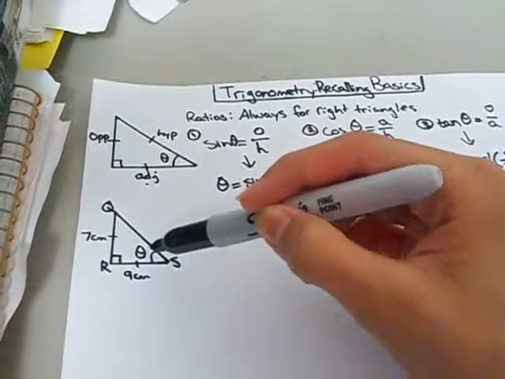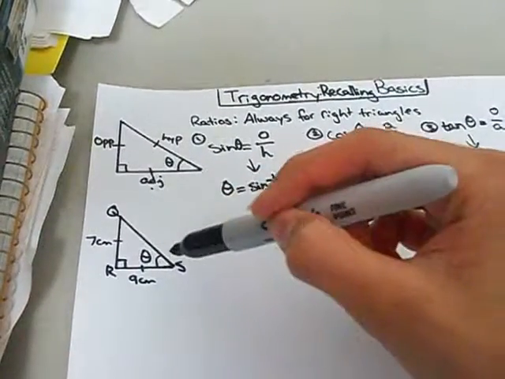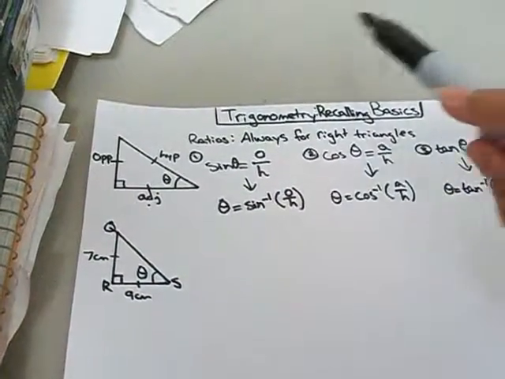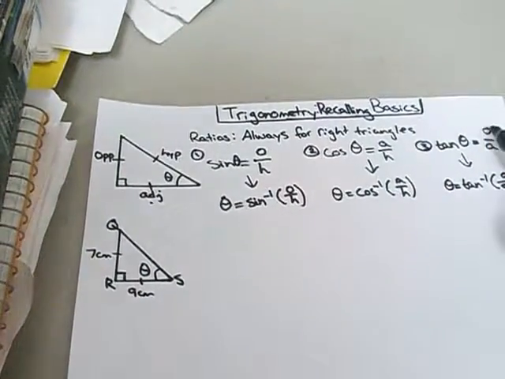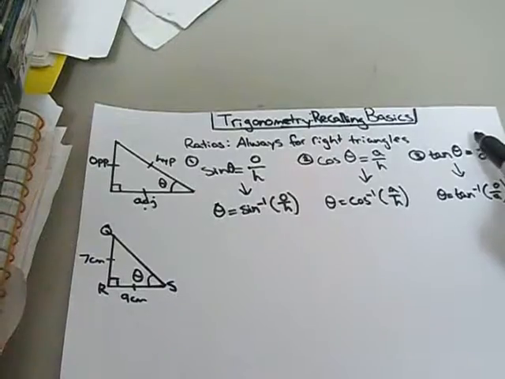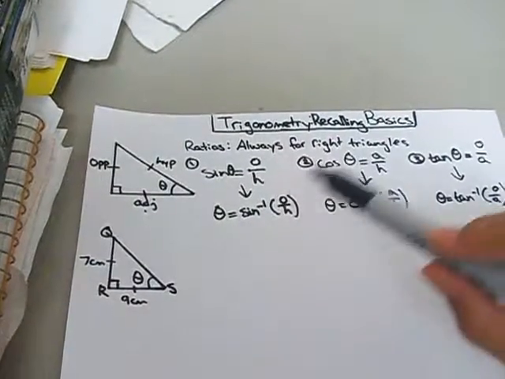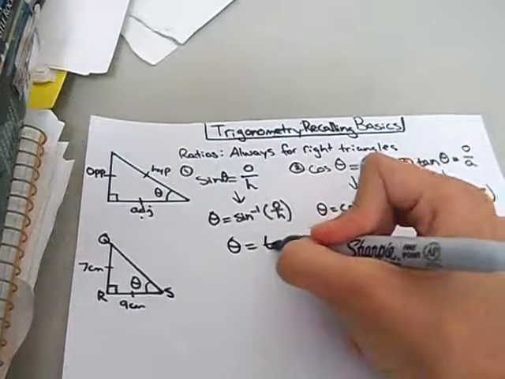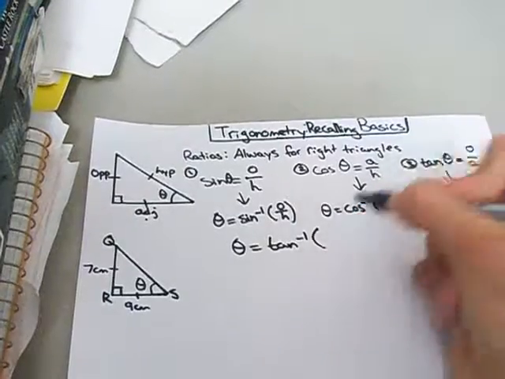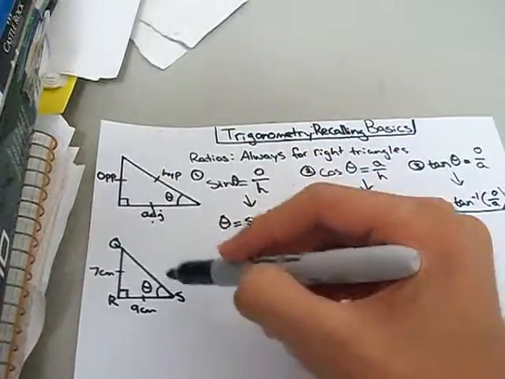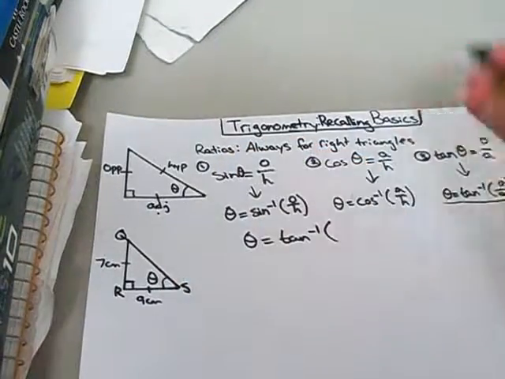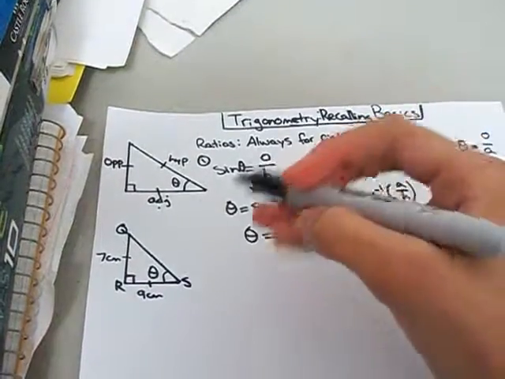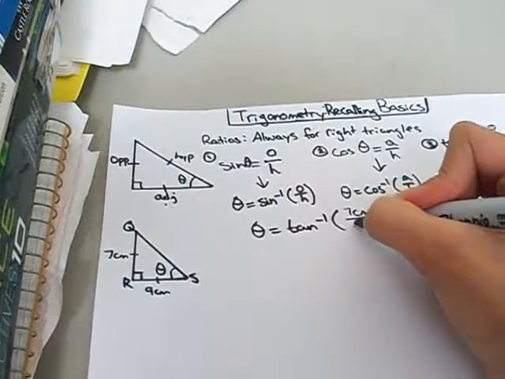So the reference angle, and there's a side opposite to the reference angle and one side adjacent to the reference angle. So I need to use a ratio that includes the opposite and adjacent. Since tan is a ratio where there's opposite and adjacent but not hypotenuse, I shall use tan. Reference angle equals tan inverse of opposite, which is 7 centimeters because it's opposite the reference angle, divided by adjacent. RS is adjacent to the reference angle.